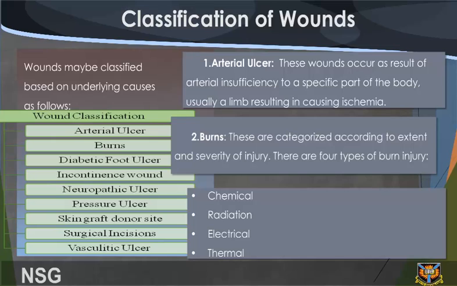1. Arterial ulcer. These wounds occur as a result of arterial insufficiency to a specific part of the body, usually a limb, causing ischemia. 2. Burns. These are categorized according to extent and severity of injury. There are 4 types of burn injury: chemical, radiation, electrical, and thermal.